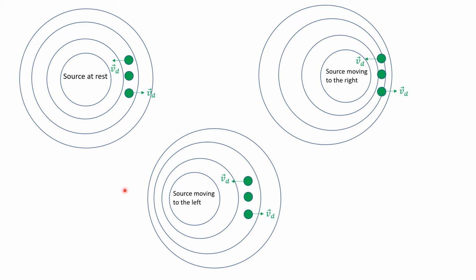Okay, in this file, we want to deal with the most general case. The most general case happens when the source could be at rest, moving to the right, or moving to the left, and the detector itself could be moving to the left, stationary, or moving to the right. So any one of these possibilities represents a case, and we need to see how to deal with this general case.